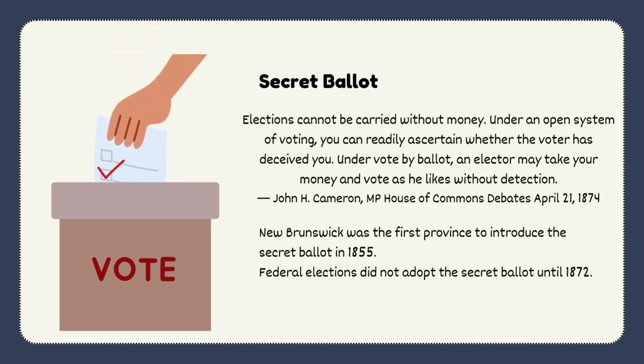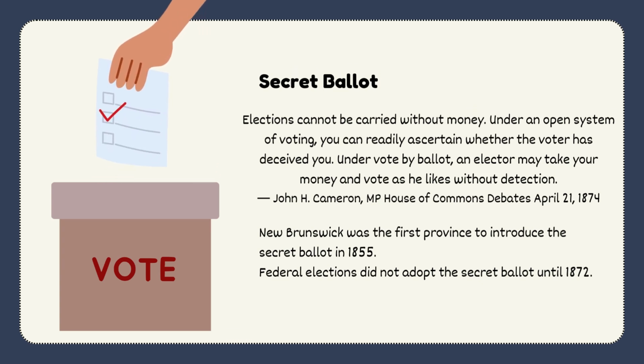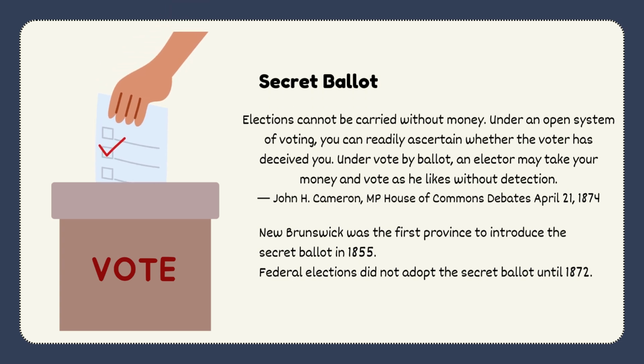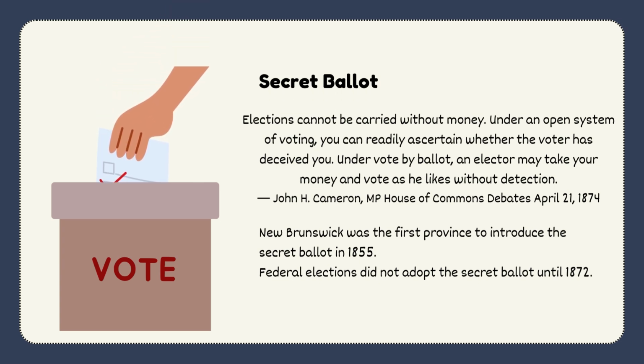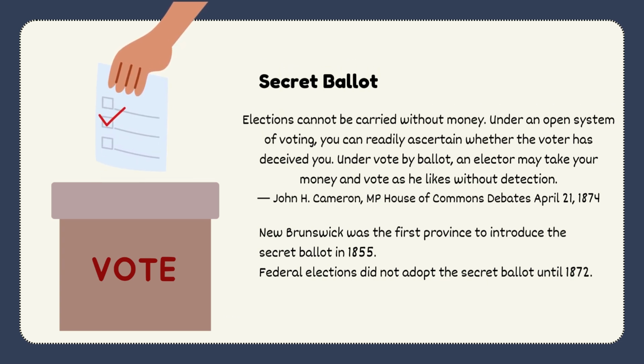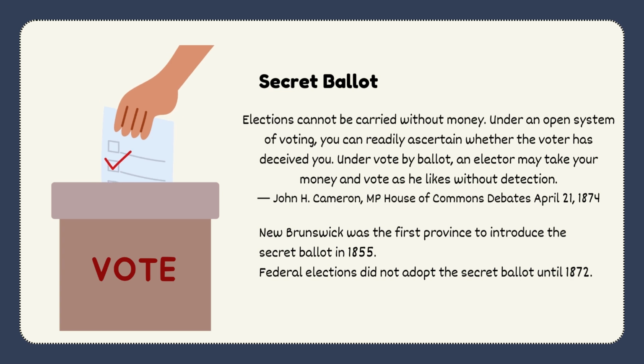Today we mark off who we're voting for, and then you fold the paper up, and then you put it into a box, and no one knows who you voted for. This is called the secret ballot. So the first province to adopt this was New Brunswick in 1855, and federally it did not get adopted until 1872.